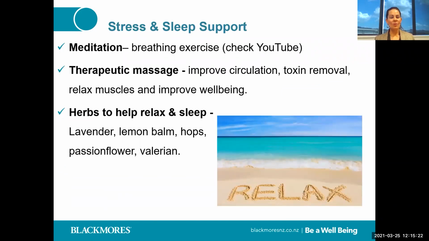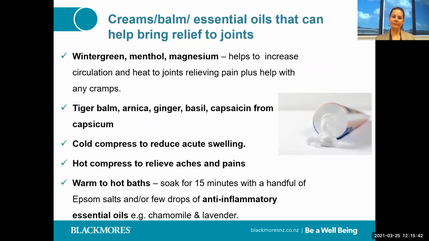For stress and sleep support, meditation can be very important in soothing, and doing breathing exercises. You can search on YouTube for some ideas. Therapeutic massage helps to improve circulation, toxin removal, relax muscles, and improve well-being. Herbs to help relax and sleep are lavender, lemon balm, hops, passion flower, and valerian.